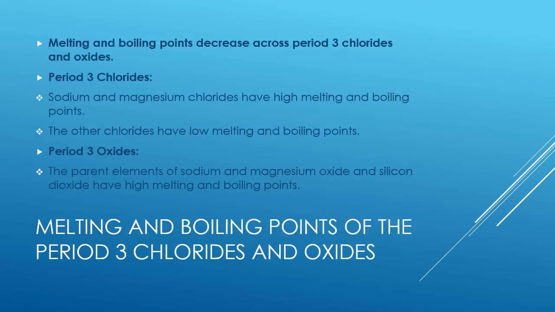Melting and boiling points decrease across period 3 chlorides and oxides. Period 3 chlorides, such as sodium and magnesium chlorides, have high melting and boiling points. The other chlorides have low melting and boiling points. Period 3 oxides such as sodium and magnesium oxide and silicon dioxide have high melting and boiling points due to their parent elements.